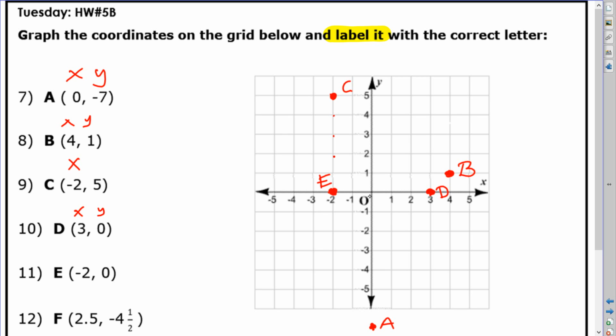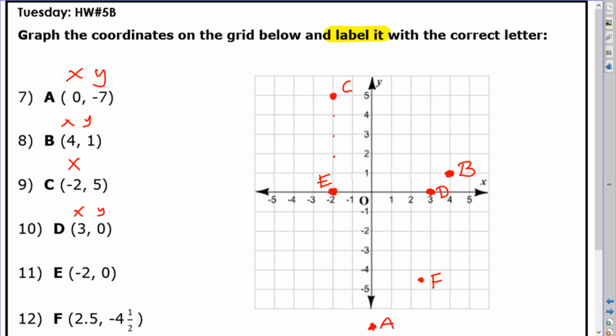And then the last one, letter F, is 2.5. So I'm going to go halfway. And then negative 1, negative 2, negative 3, negative 4, and then halfway. So it's going to be right in the middle of a box there. And that is letter F. So all the points were graphed and labeled.